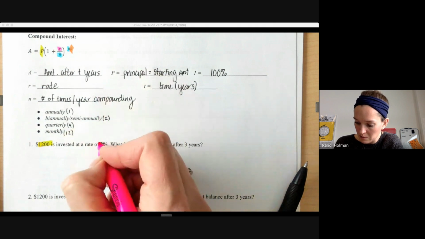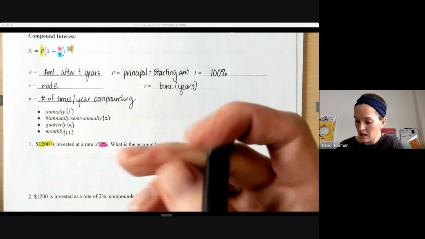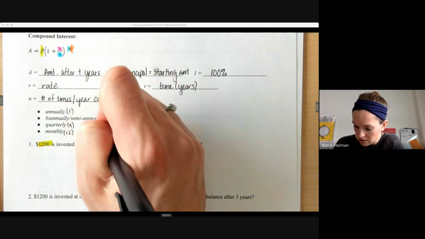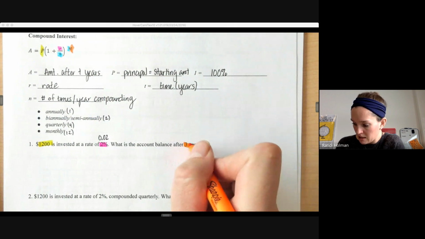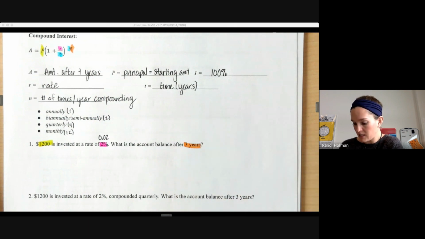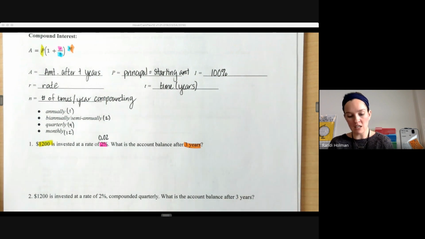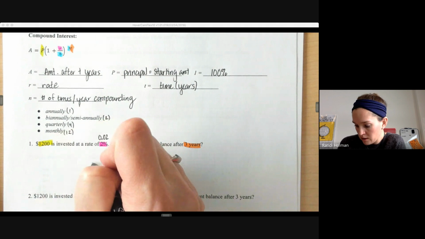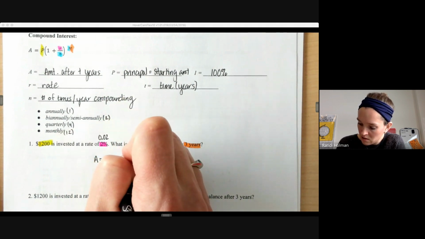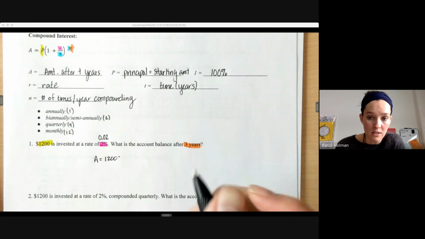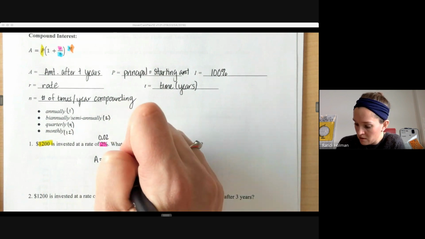There's our rate. Remember, it's a percent, so we're really thinking 2% is 0.02. What is the account balance after 3 years? Okay, so here it doesn't tell us when it's compounded, so we're going to assume annually if they don't tell us otherwise. So if I take that $12,000, I'm going to take A equals $12,000. Oh, it's not $12,000, it's 1,200. Put in the right number.